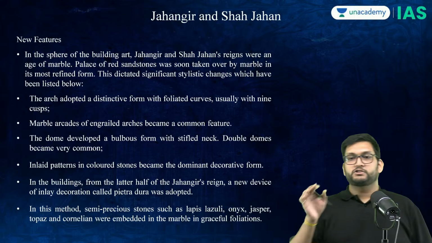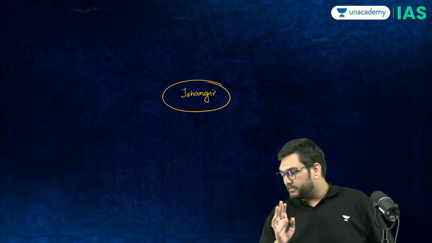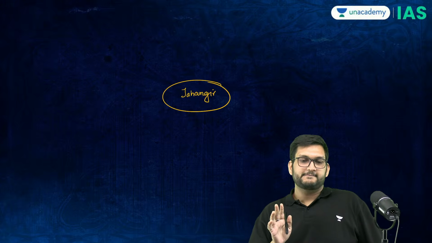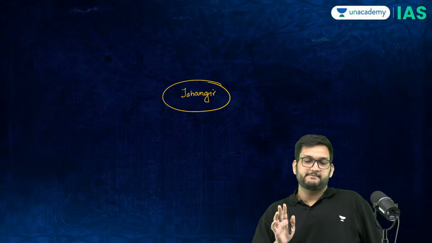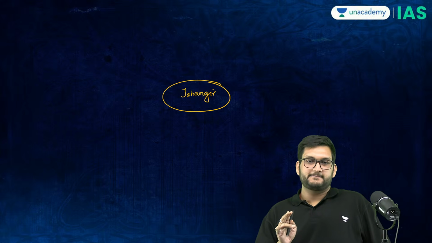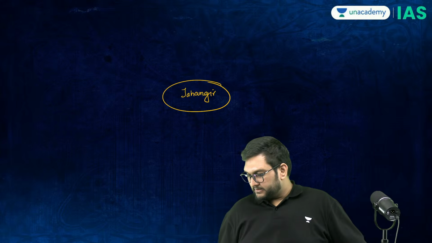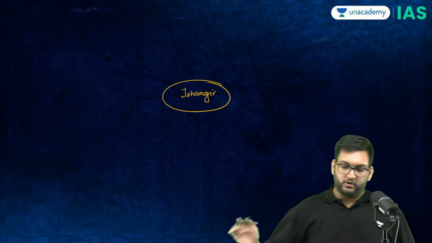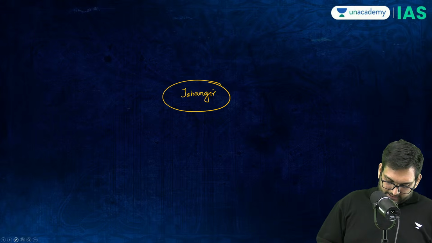This is why when we go to Jahangir, Shah Jahan, Jahangir represents. Till this point, everybody's with me. No issues with Akbar? No issues with Akbar? Come on. Akbar. Nothing? Okay.